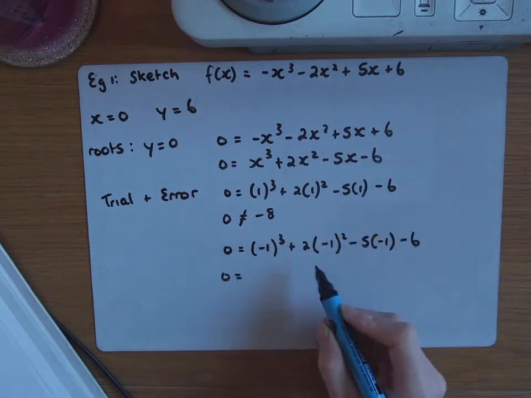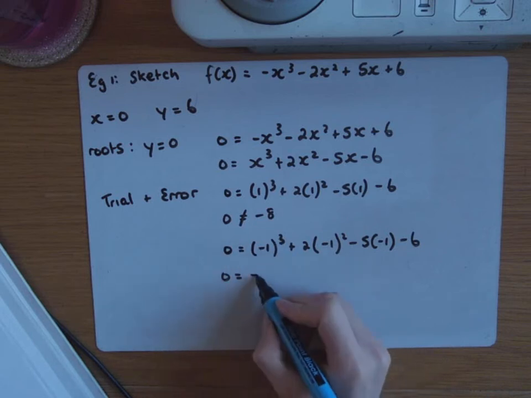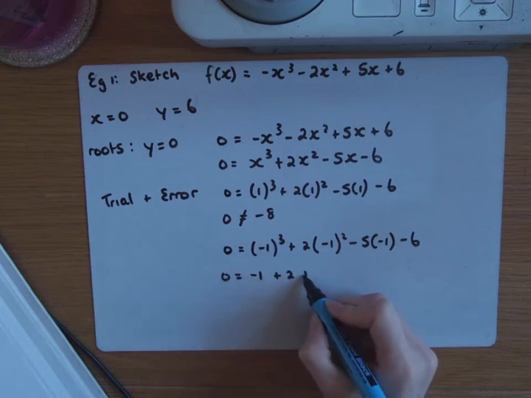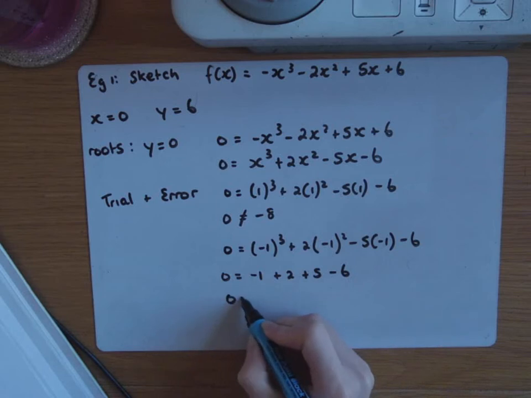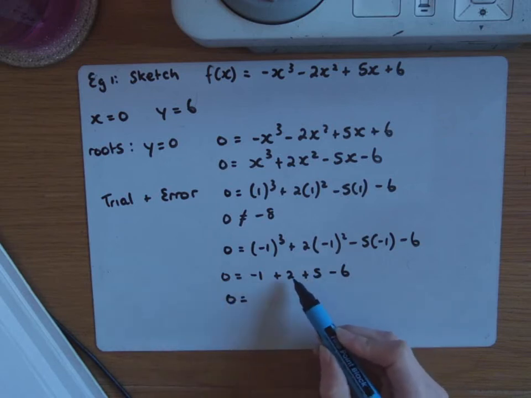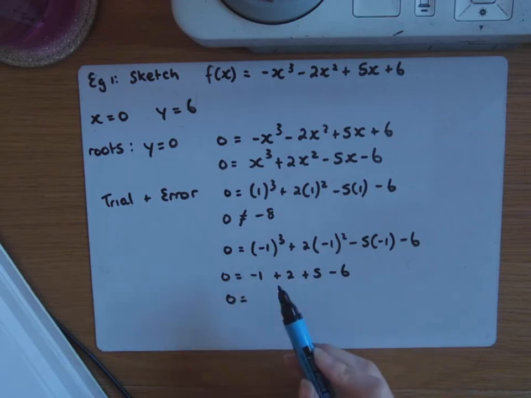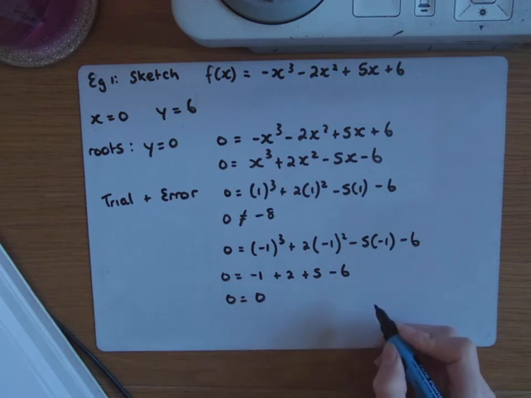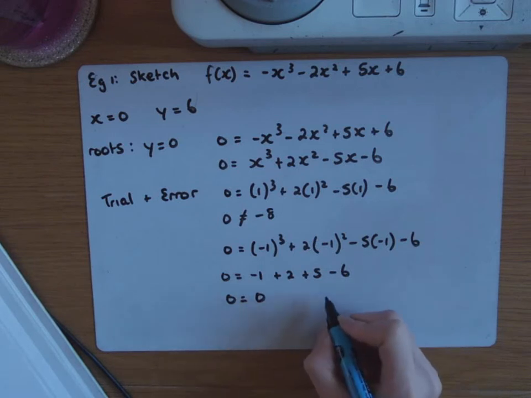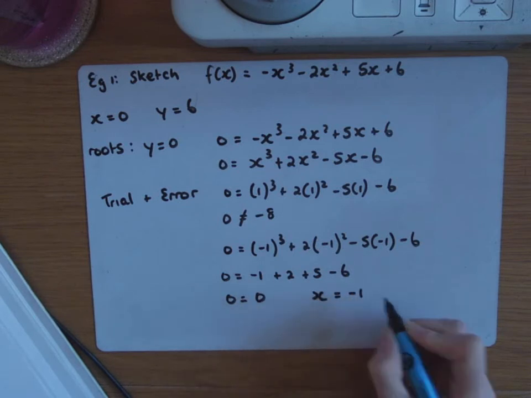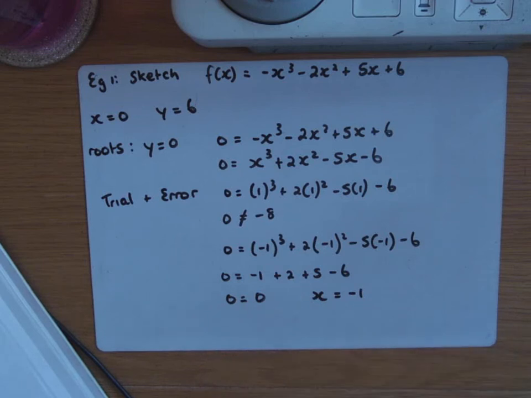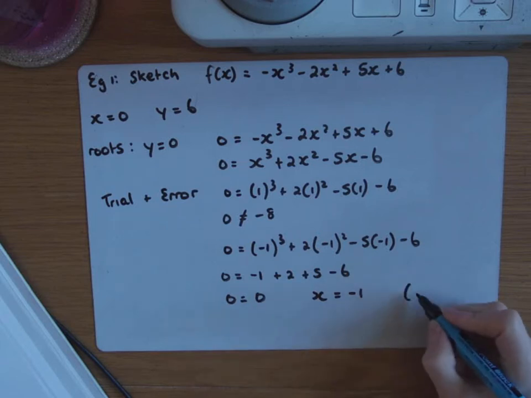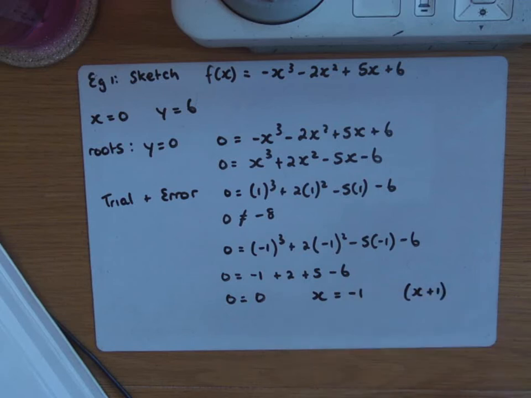So that's minus 1 plus 2 plus 5 minus 6. So 5, 6, 7. 7 take 1 is 6, 6 take 6 is 0. Okay, so yes, that is a root. x equals minus 1 is a root. Okay, what do you do once you've found that root? Fab. x plus 1 is a factor.